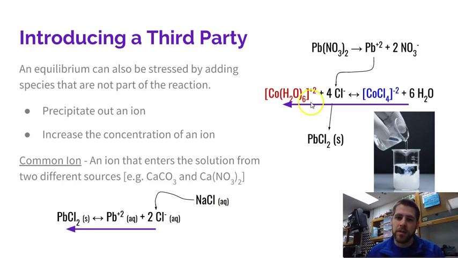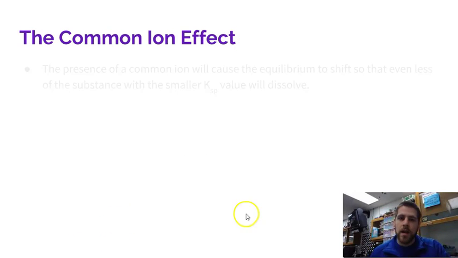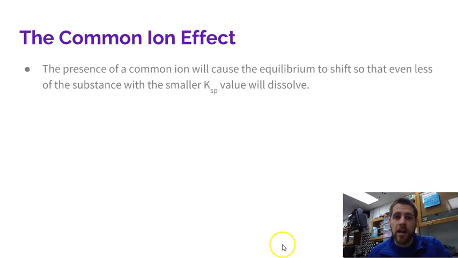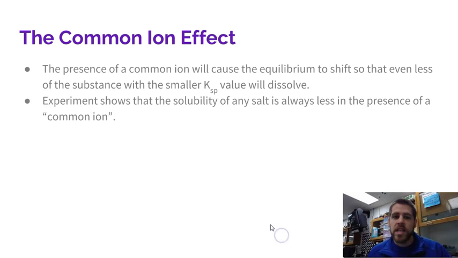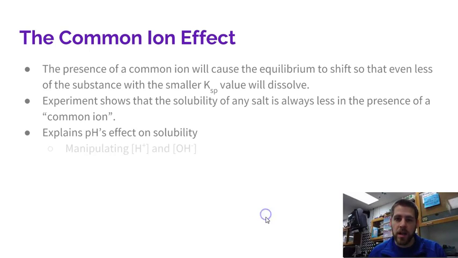And in the past we've talked about this in terms of reactants and products, but now that we're talking about solubility, what's really happening is we're making the lead chloride less soluble, right? Because more of it is going to reform the solid and reduce the concentration of the lead ion. This is what's referred to as the common ion effect. The presence of a common ion always shifts the equilibrium so that less of that substance will dissolve. This is another way of saying it: any salt is less soluble in the presence of a common ion.